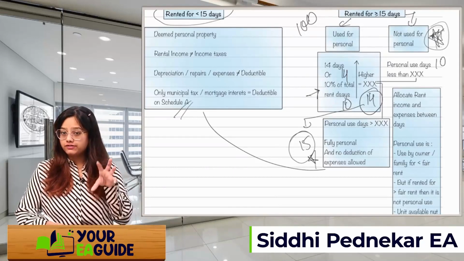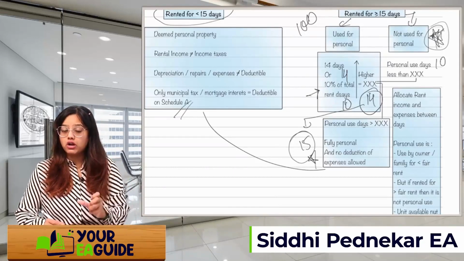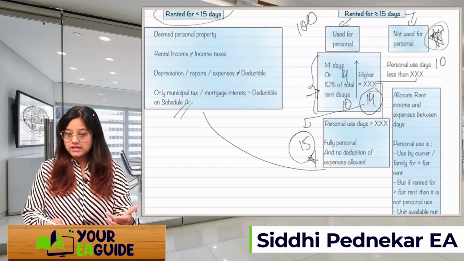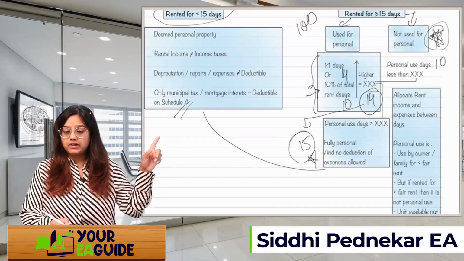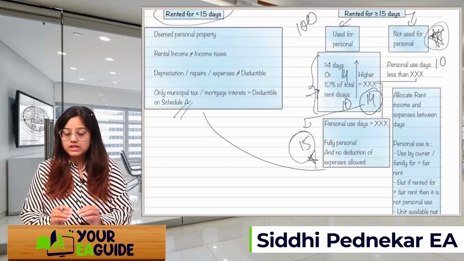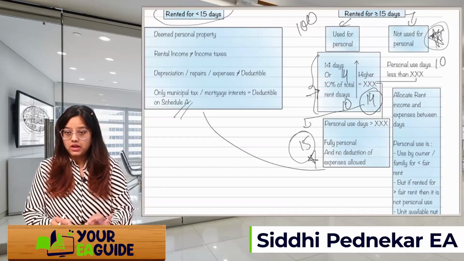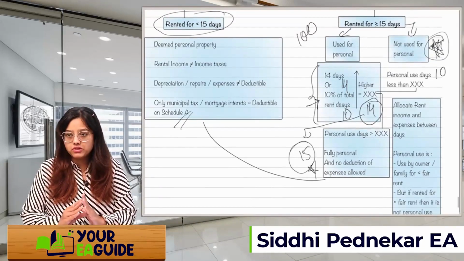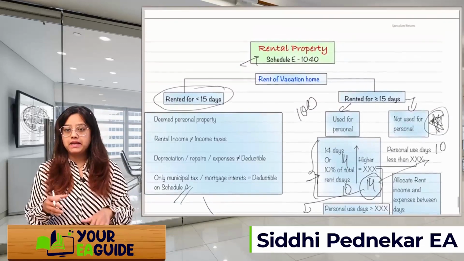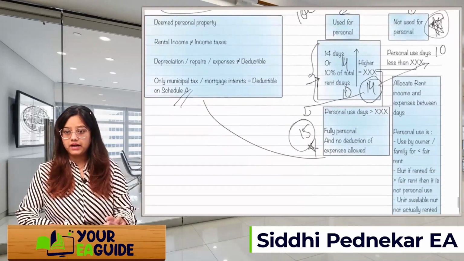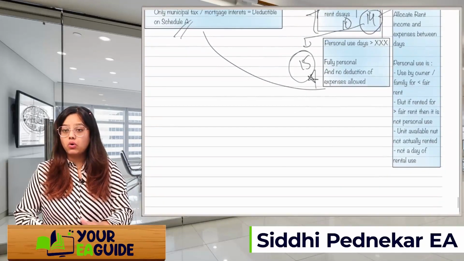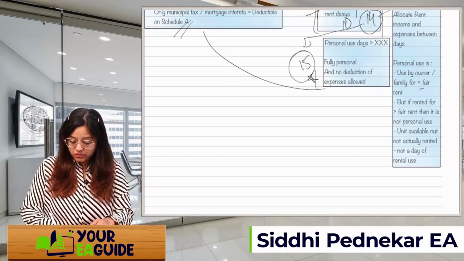And if it falls under the first condition, meaning you have used your home for personal use for more than this number of days, then it will go under the first criteria. The income will not be taxable, there will be no deduction, and it will be considered as used fully for personal use. But if it is not used for personal use for more than the criteria mentioned here, then you simply allocate the rental income and all the expenses. Personal use is use by the owner or family for up to less than fair rent.